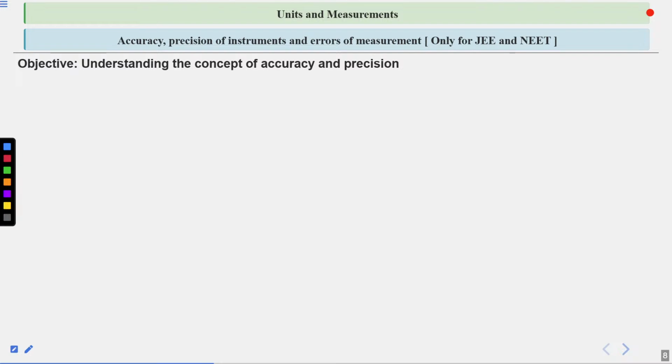Now, accuracy, precision of instruments and errors of measurements. So this is important, because in JEE and NEET questions are asked on it many times. So our main aim is understanding the concept of accuracy and precision.